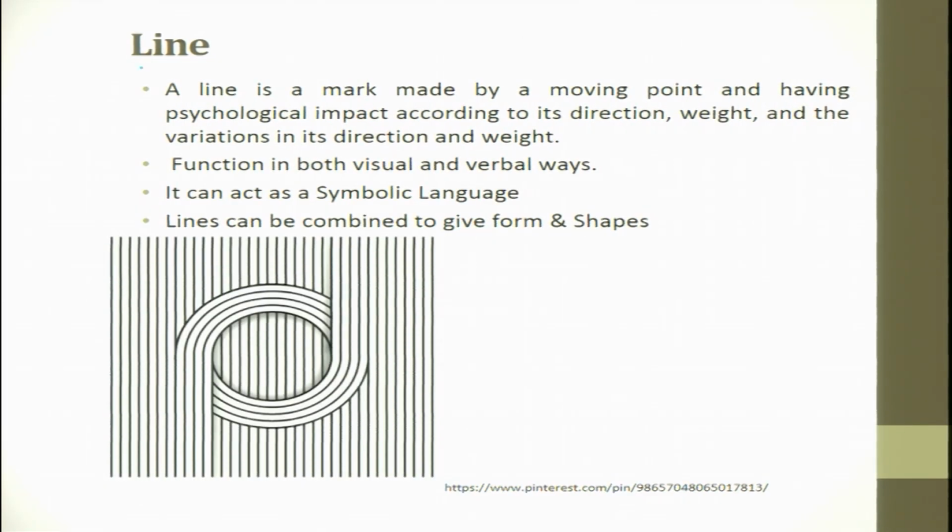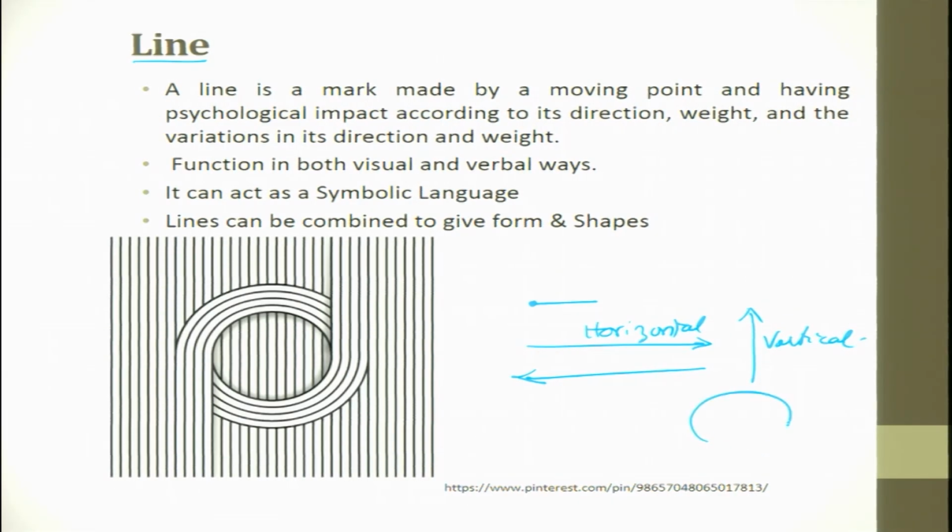Next is lines. A line is a mark made by a moving point, right, by a moving point and having psychological impact according to its direction. You see that according to the direction, spiral. So, what are the directions? Directions can be this way, directions can be this way, directions can be vertical, right. So, I will put it as horizontal, it can be vertical, it can be circular.